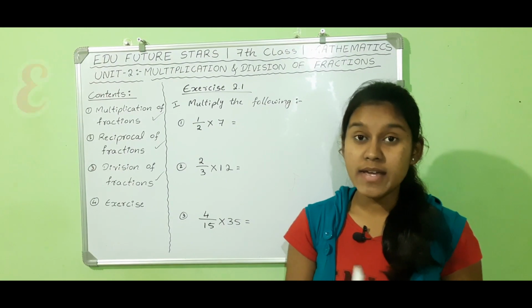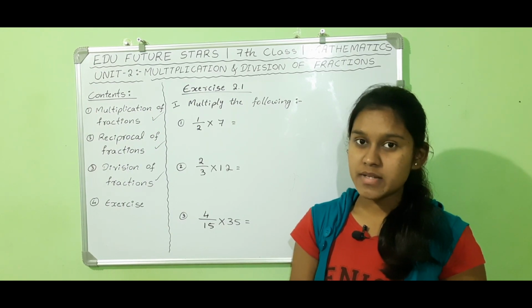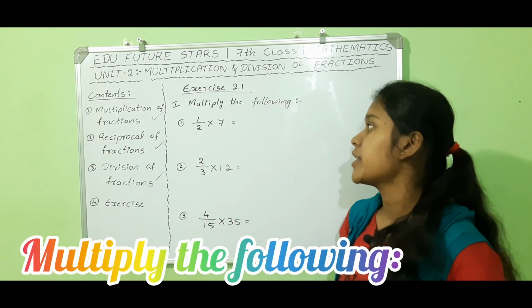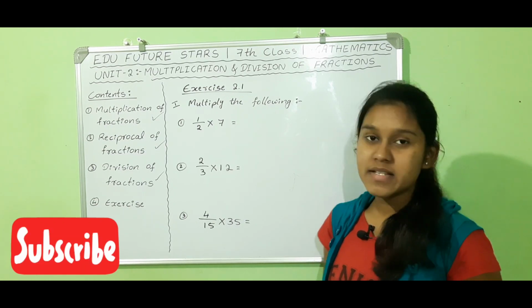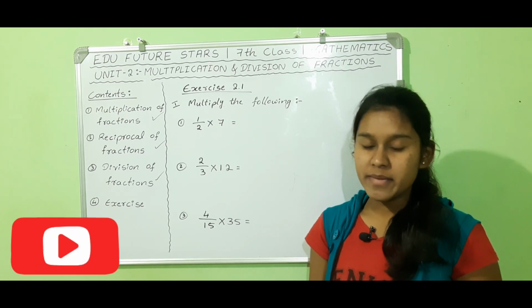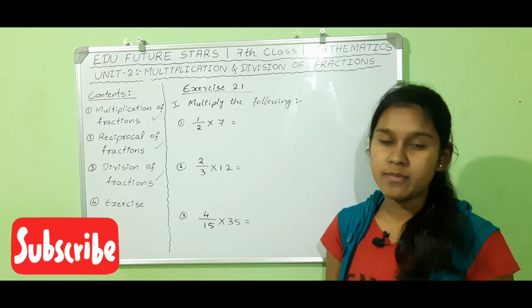We are going to solve exercise 2.1 in this video. So we have a first main. First main is about multiply the following, right? So let's multiply this. These are very simple exercises, okay? So we can easily multiply this. We already learned fraction multiplied by a whole number, right?